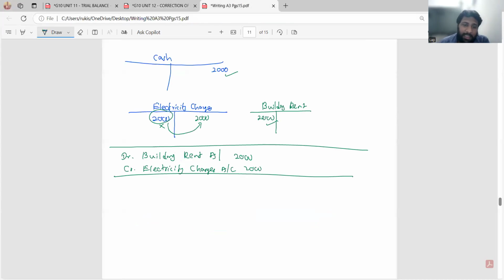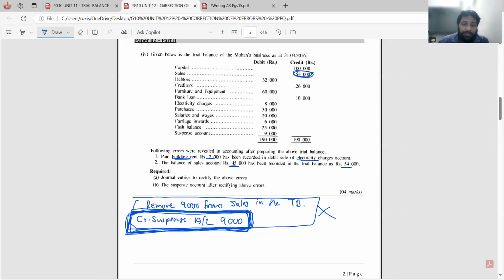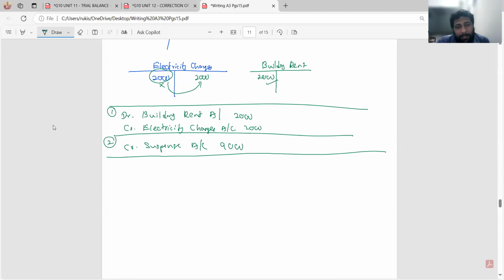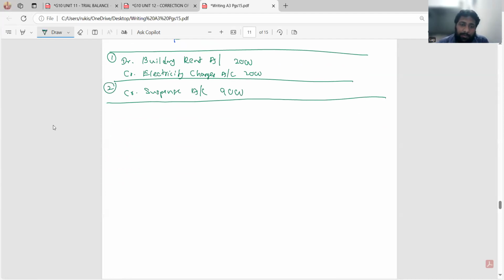Then what's the correction entry? Only credit the suspense account 9,000. That's the only entry you have to post. So this is the answer for the first one. This is the answer for the second. And next they are asking us to prepare the suspense account.